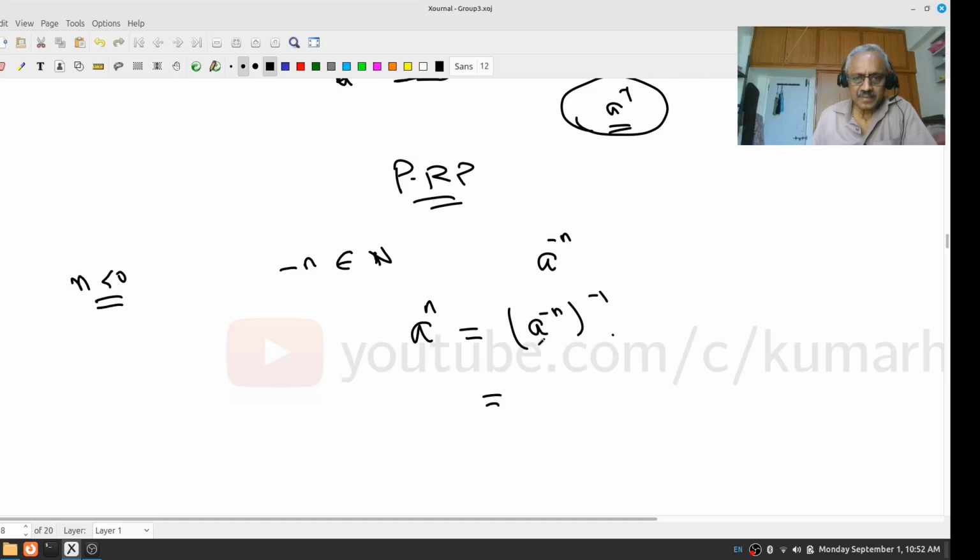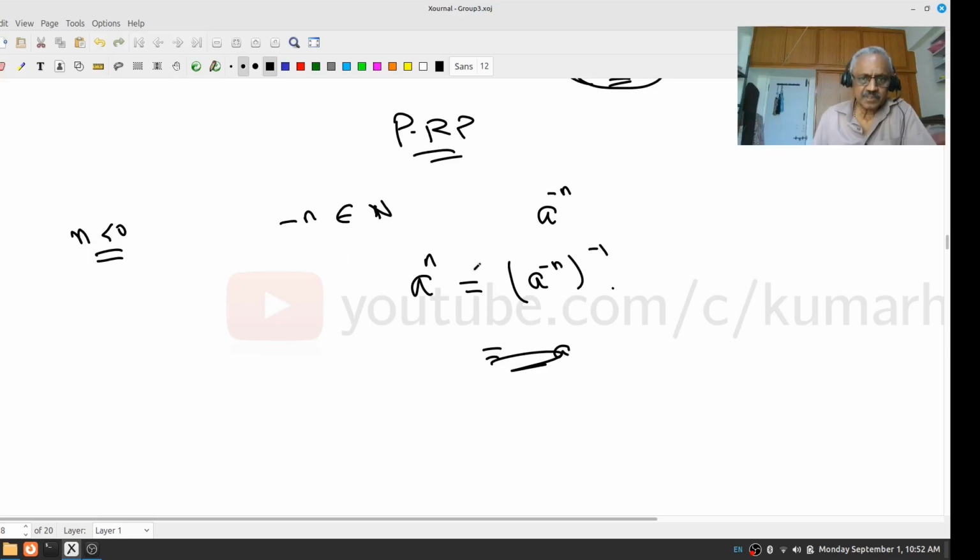But remember, this is the same as a. I don't want to confuse, so let's go slow. Do you understand this? I want to define this. A inverse is defined because now n is a positive number, a natural number. Therefore, this is defined. And we have seen this, since A is a unit, A inverse is a unit. Therefore, this one makes sense.